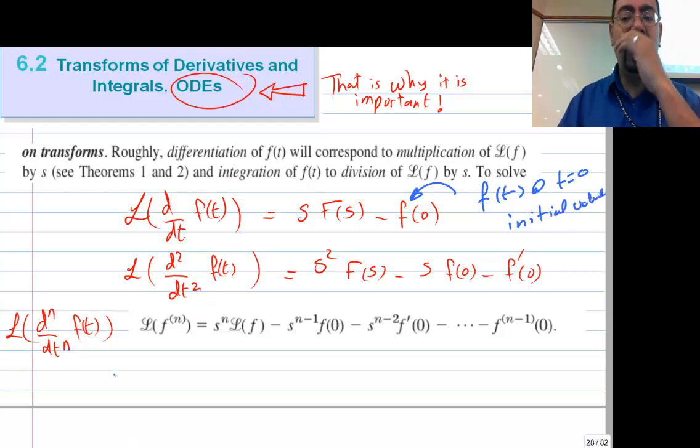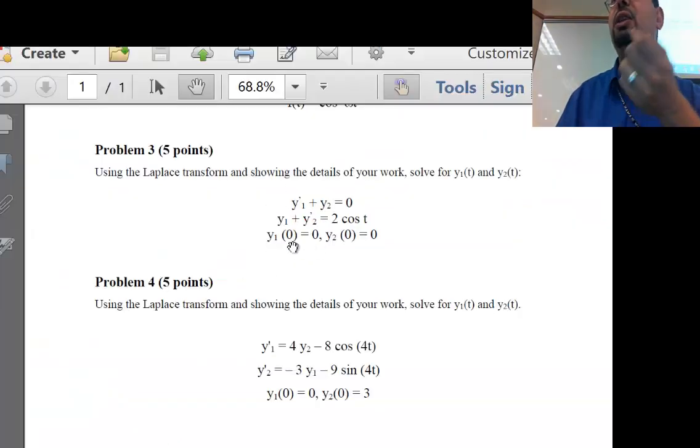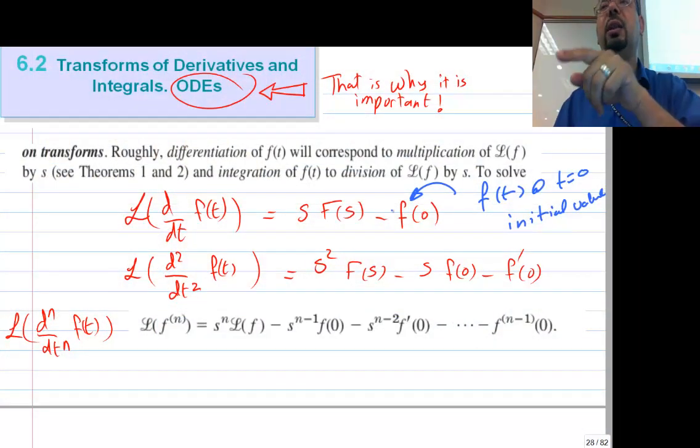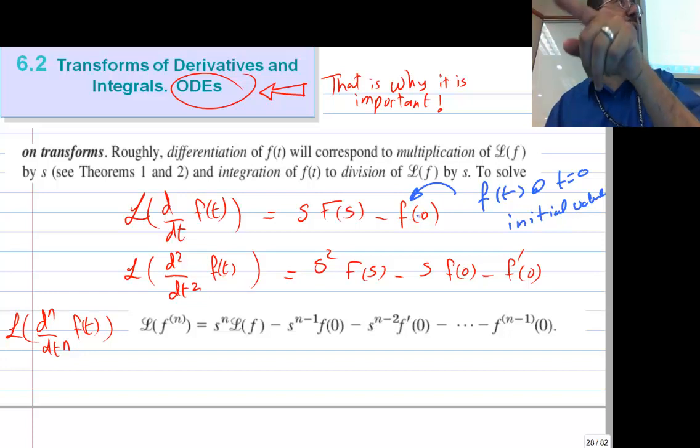When you are solving an ordinary differential equation, you need the initial values: y1 of 0, y2 of 0. Initially at t equals 0, what those values are. So those initial values are used here. That's f of 0. Whatever this number is, if it's 0, you put 0 here. If it's 5, you put 5.